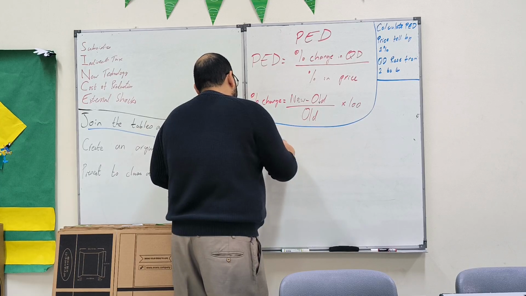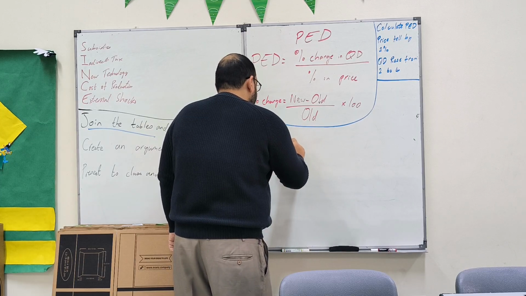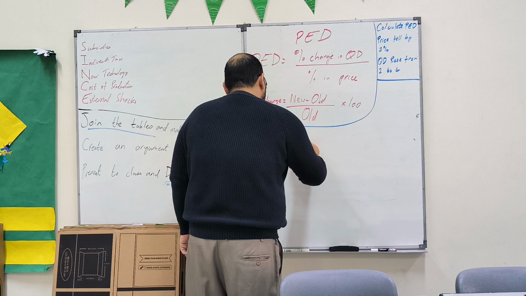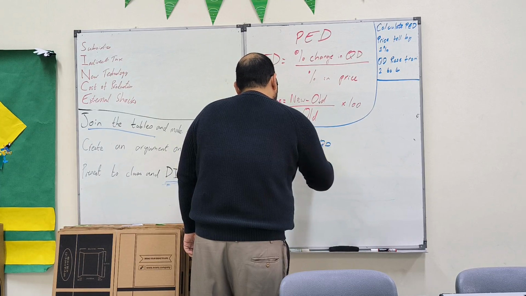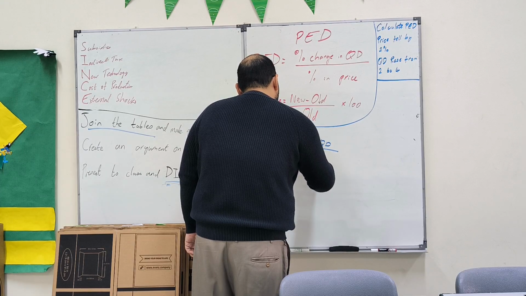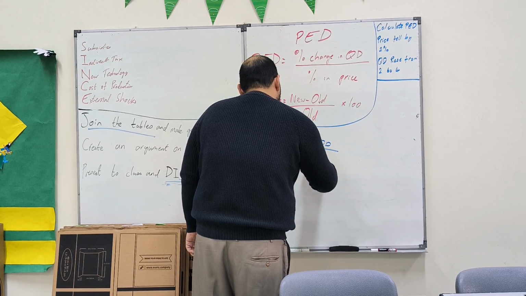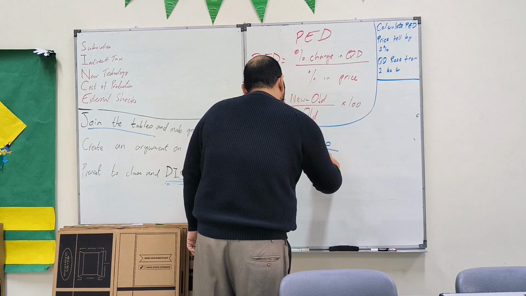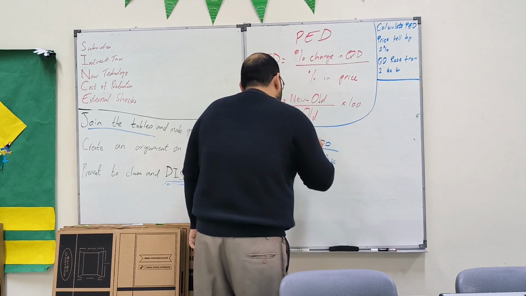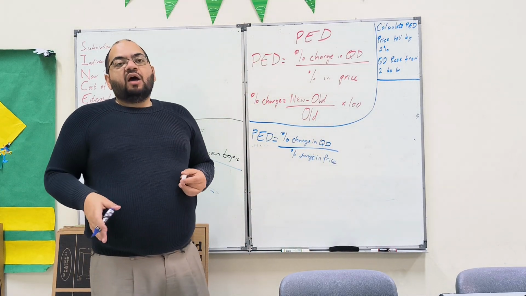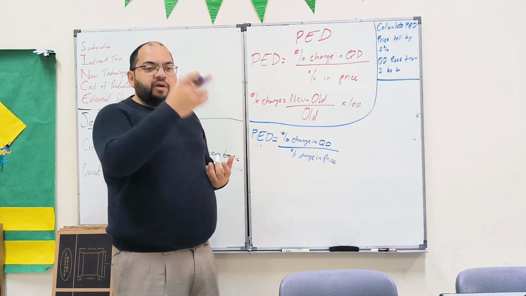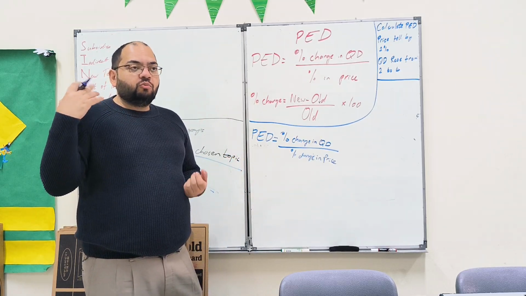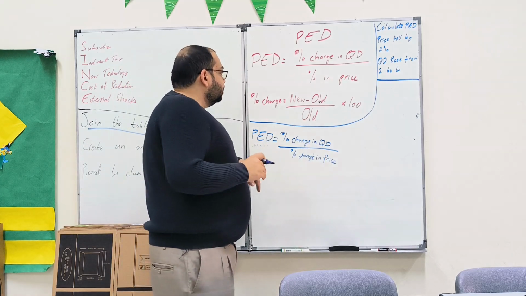Now, percentage change in QD over percentage change in price. That's the first step, okay? I like to do everything step by step so that I know where my chain of reasoning and logic will fall, okay?